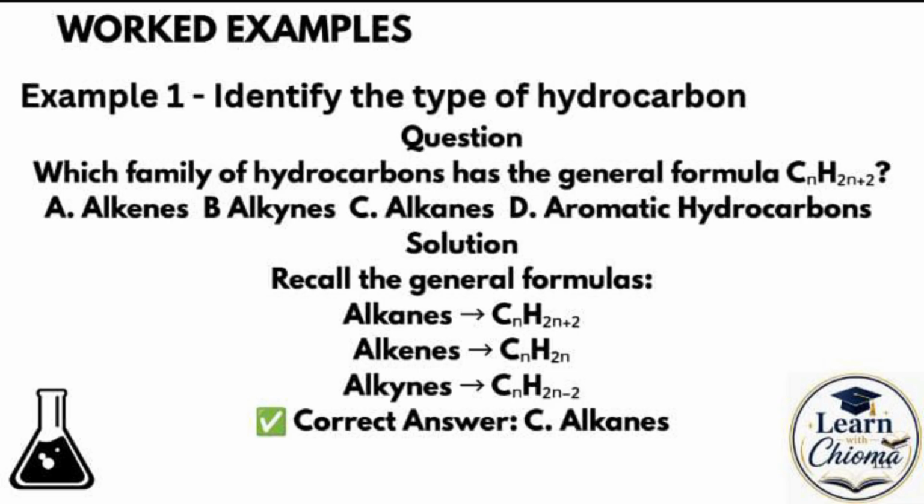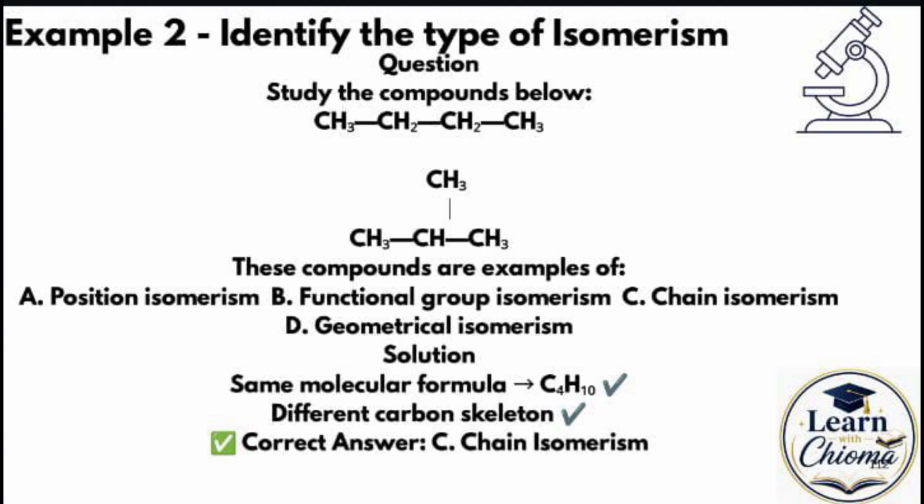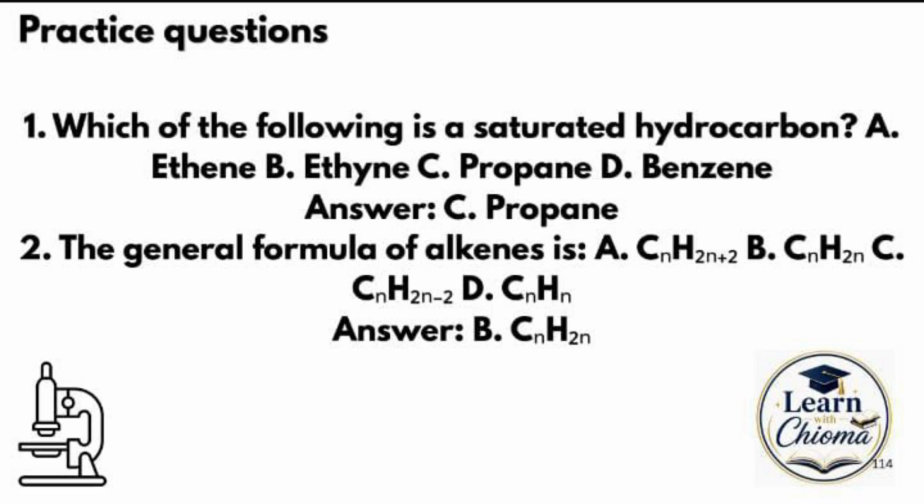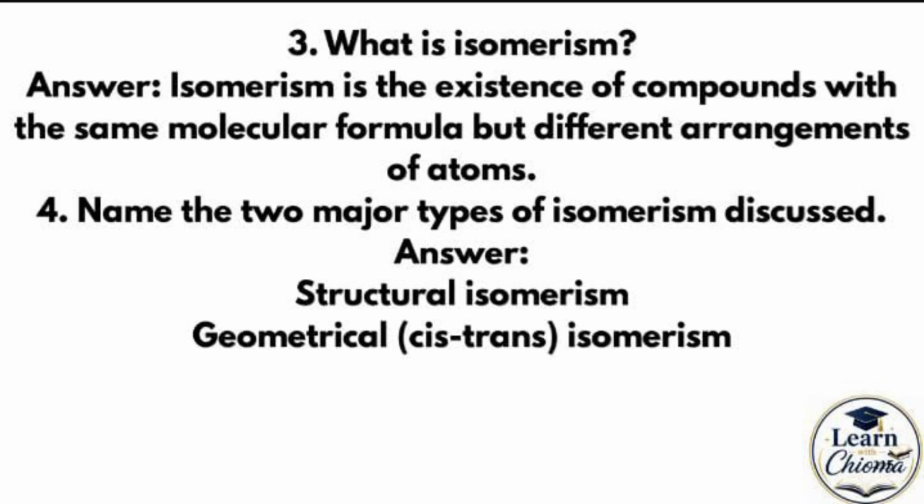Whenever you're answering organic chemistry questions, don't rush. First, identify the molecular formula or the type of bond present. Next, compare what you see with the rules you've learned. For example, if you see the formula CnH2n+2, you should immediately think of alkanes. If bromine water is decolorized, think of an unsaturated hydrocarbon such as an alkene. If the carbon skeleton changes, it's chain isomerism, while a change in the position of the double bond indicates position isomerism. By following these simple steps, you'll answer exam questions more accurately and confidently.